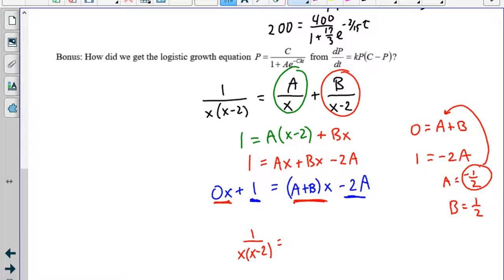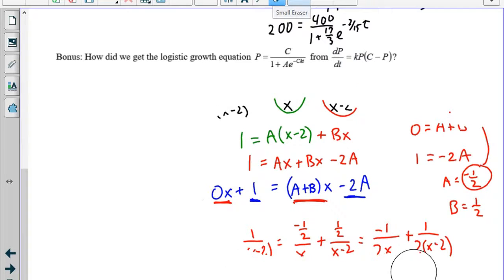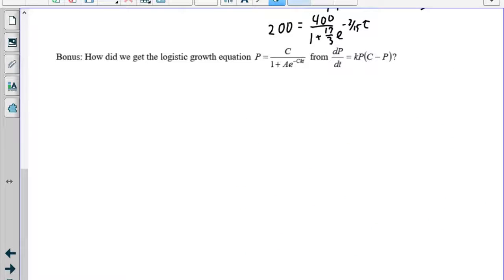So if I wanted to break this down into two different fractions, I can say that 1 over x times (x minus 2) is equal to negative 1/2 over x plus 1/2 over (x minus 2), which I could also write as negative 1 over 2x plus 1 over 2 times (x minus 2). So that is how you do partial fraction decomposition in its most basic form. I know there's a lot more to it, and when we do it as a separate topic, we'll be talking a lot more about it.